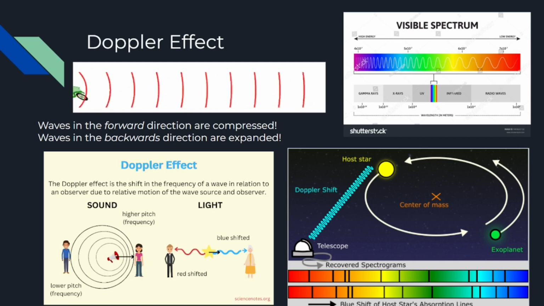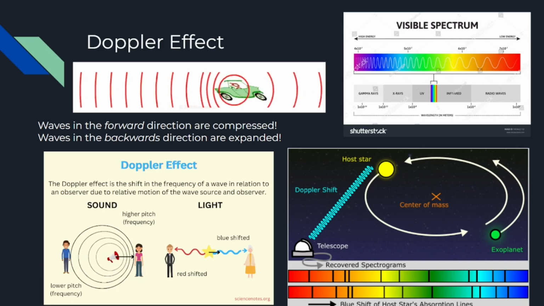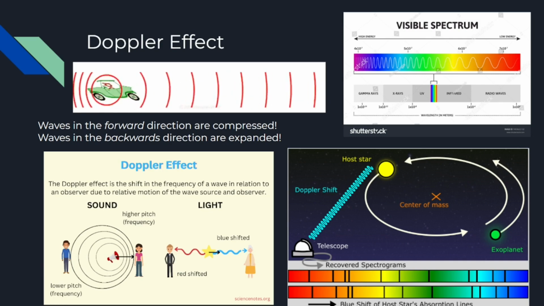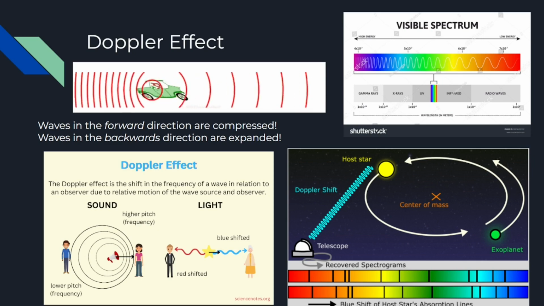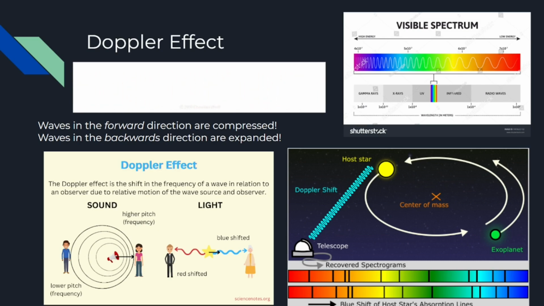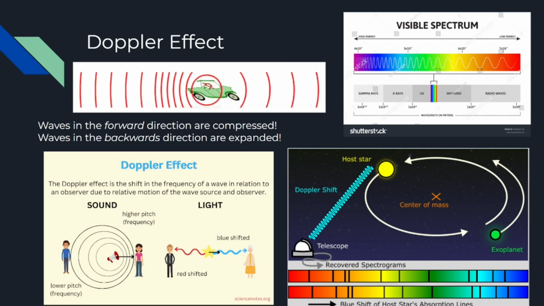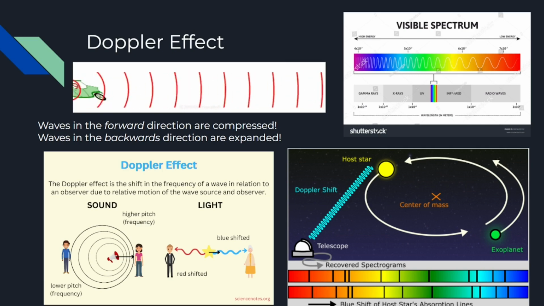Light is also a wave, similar to an acoustic wave, except it's an electromagnetic wave. That means a lot of things, but for now, the important part is just to know that higher frequencies of light are blue and lower frequencies are red. So we call it a blue shift in the forward direction and a red shift in the opposing direction.